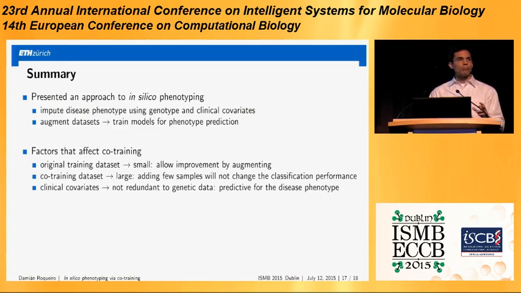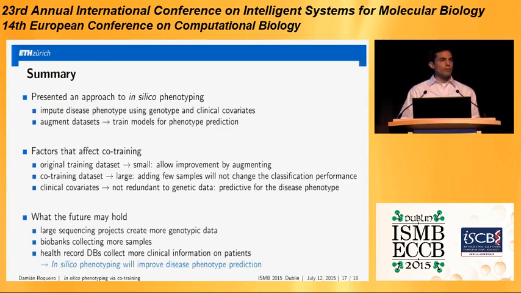Now, the take-home messages from this presentation should be the factors that affect co-training. The first is that the size of the original training data set must be small, meaning we have to allow for improvement by augmenting the number of labels. The second is that the co-training data set must be large, meaning, as we saw in the heat map, if we only add a few samples, there will be no increase in the classification performance. And finally, the clinical covariates and the genetic data must be predictive. They should not be redundant.